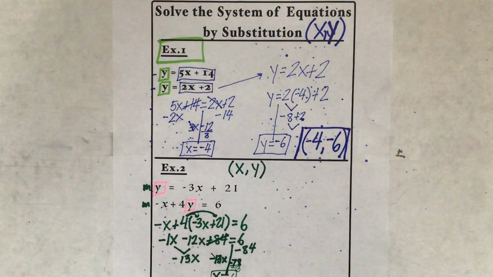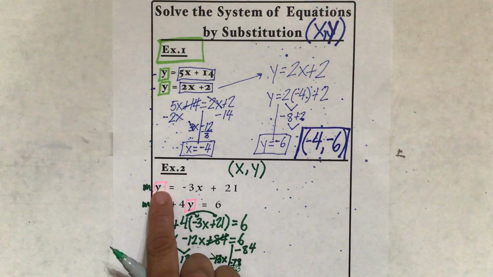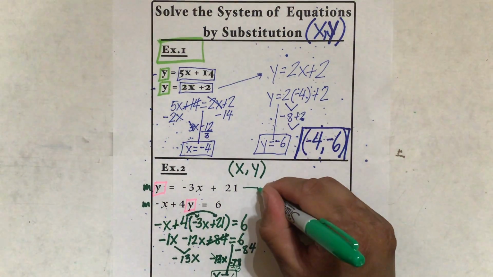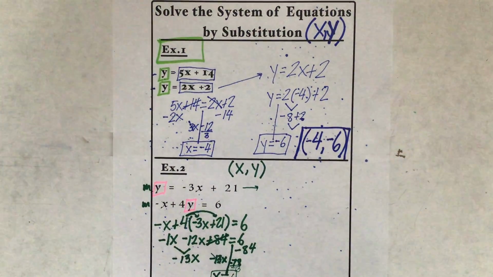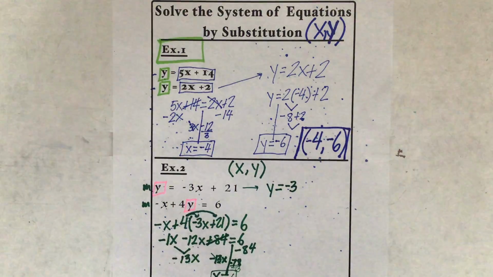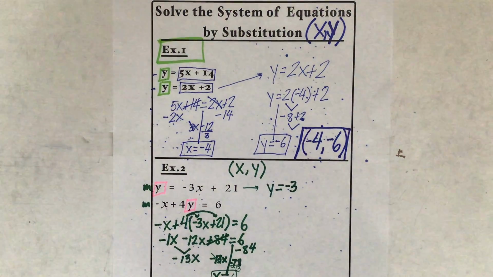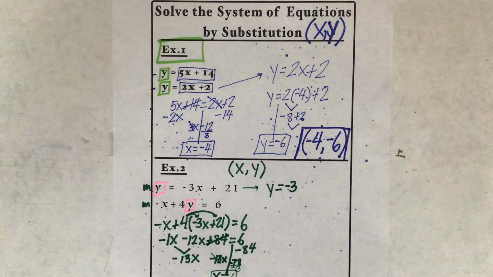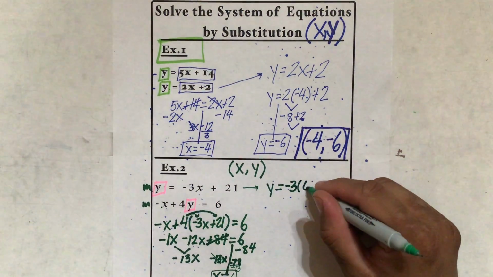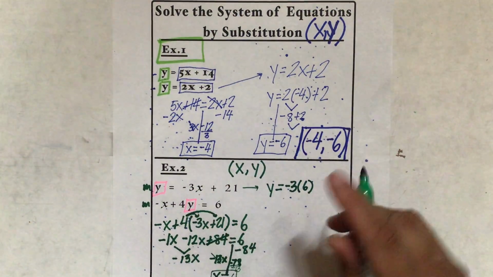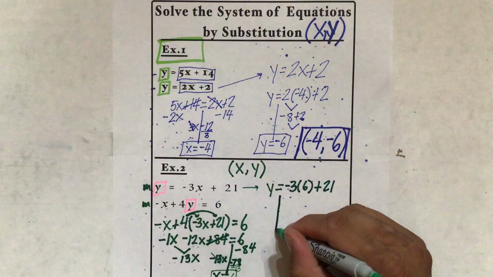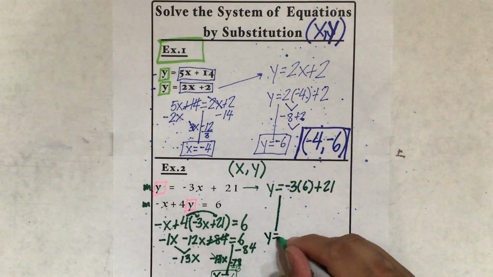But now I need to find y. If you notice on this first equation, y is already by itself. So I'm going to bring over this first equation. I'm going to say y equals negative 3, but I'm not going to put x, because I already know that x is equal to 6. So I'm going to put parentheses and put 6, and then write the rest of it, plus 21. I'm going to draw my line of separation here. My goal is to get y by itself, which it already is.